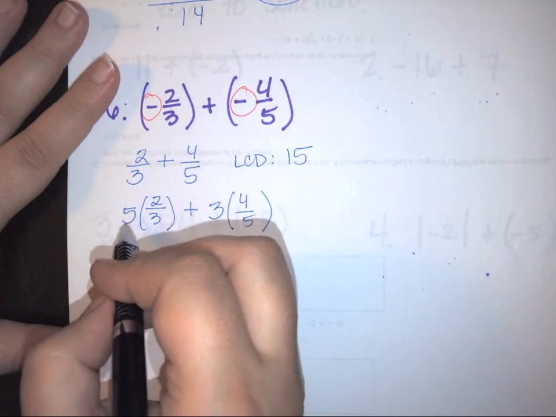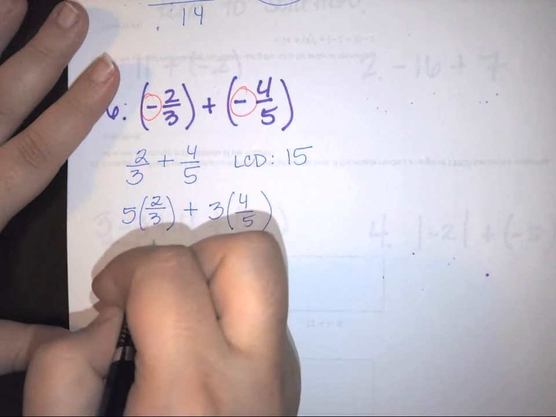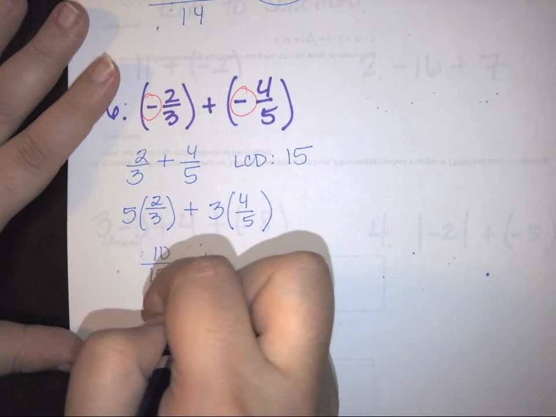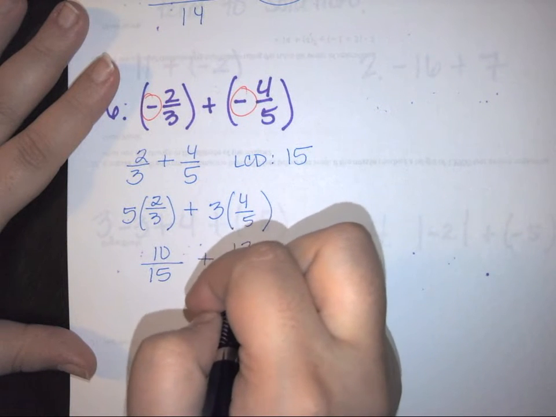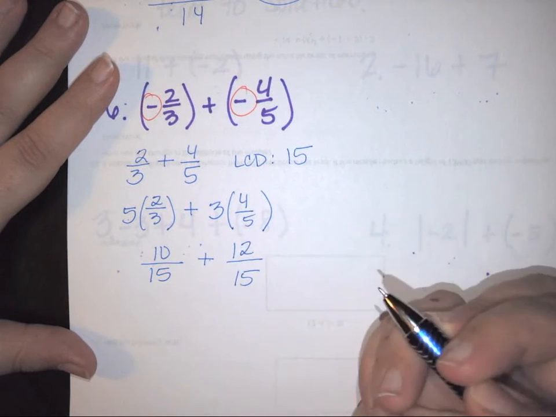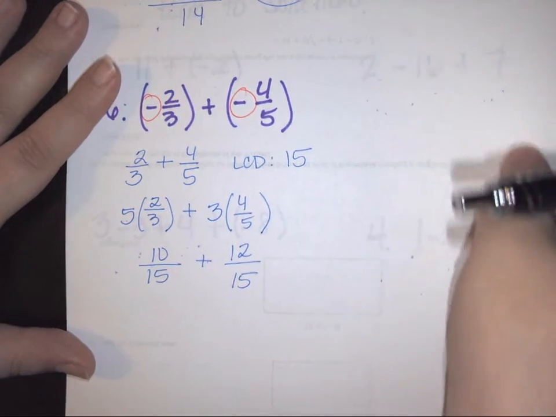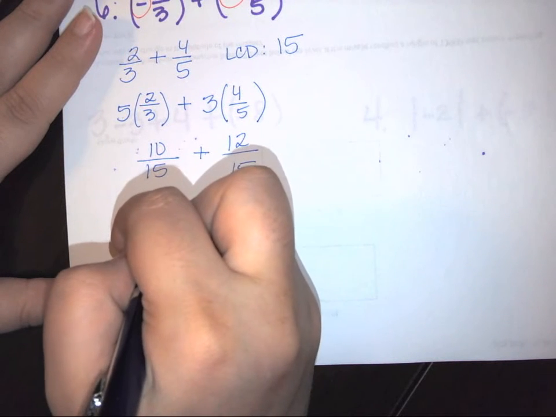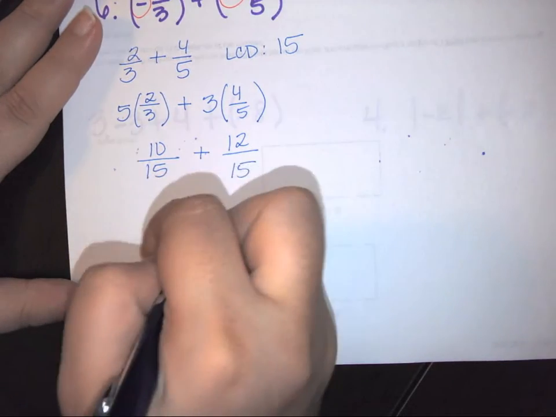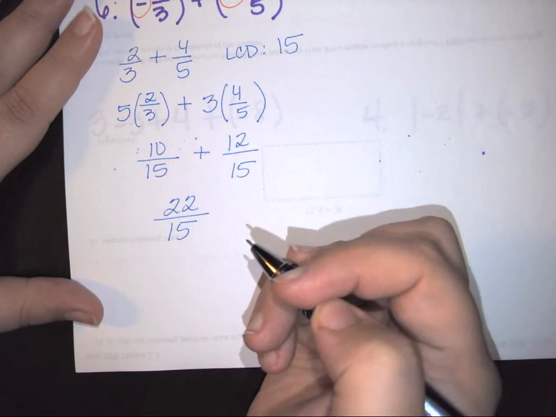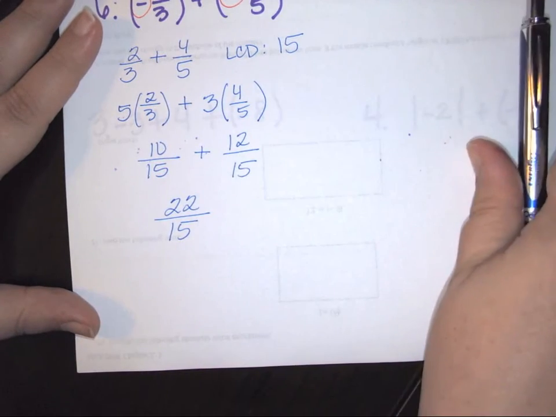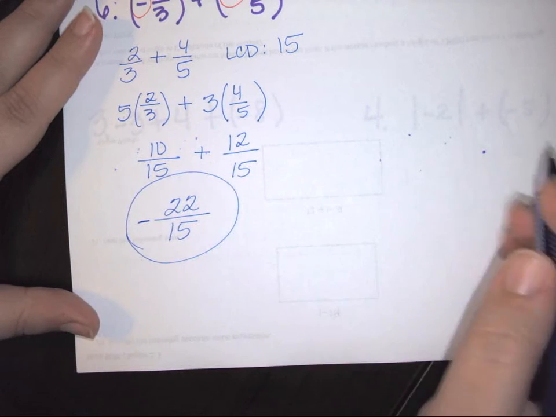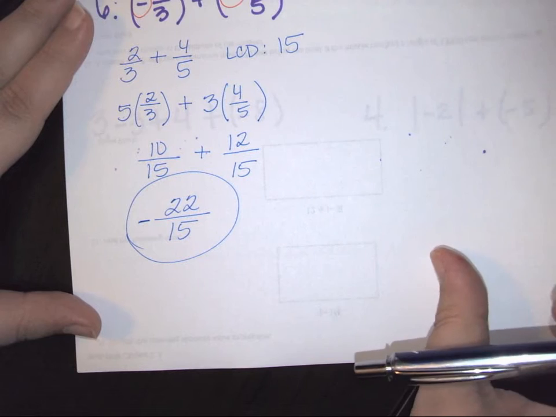So I'm going to go ahead and do that. 5 times 2 is 10 over 15, plus 3 times 4 is 12 over 15. So we're going to go ahead and add that, and this is going to give us 22 over 15. Now remember, we started out with negatives, so I have to add my negative back in at the end, so I have negative 22 over 15 as the result.